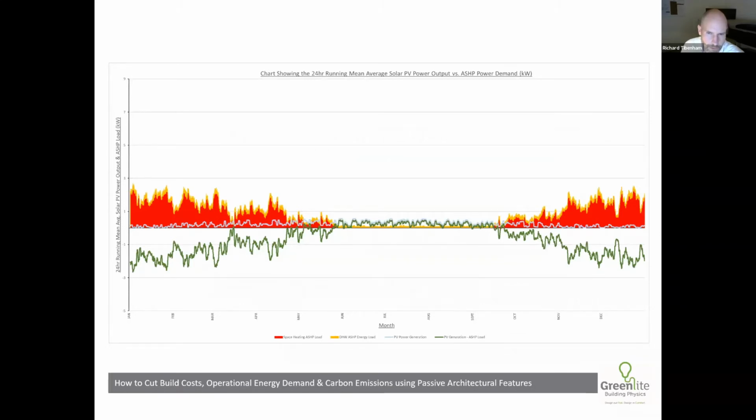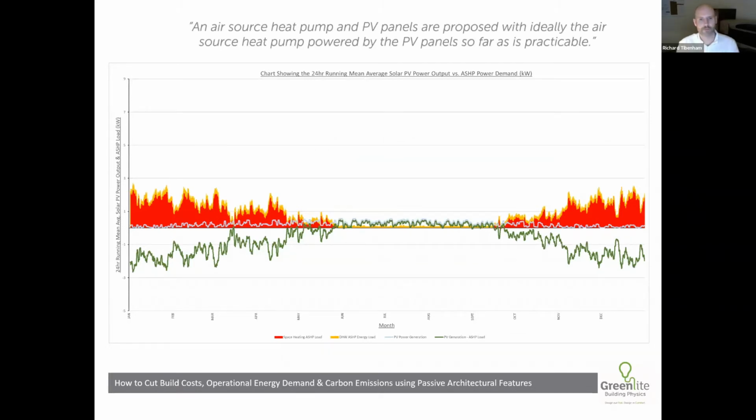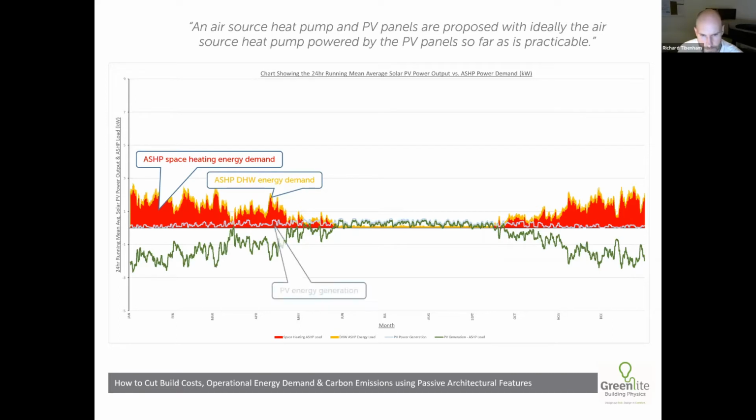So if we now look at the client's desire to have the heat pump run by the PV cells, you can see here in red the energy demand to run the space heating load for the heat pump. In orange is the hot water demand. In blue we can see the PV yield. So that's comparatively low compared to the energy demand that the heat pump is drawing. And if we subtract that heat pump load from the PV generation, we end up with this profile here.